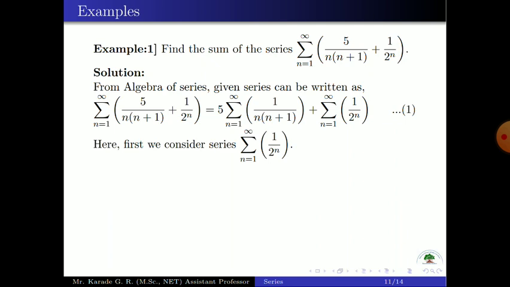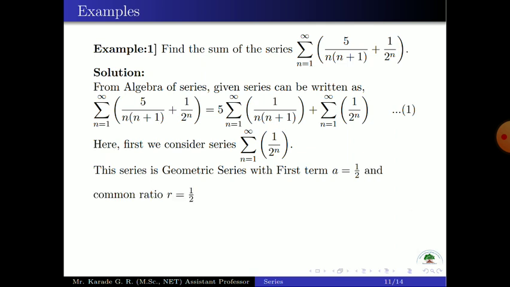Here first we consider the series summation 1 upon 2 raised to n. But what is the type of this series, 1 upon 2 raised to n? This series is a geometric series with first term a equal to 1 half. And what is the common ratio? The common ratio is r equal to 1 half.